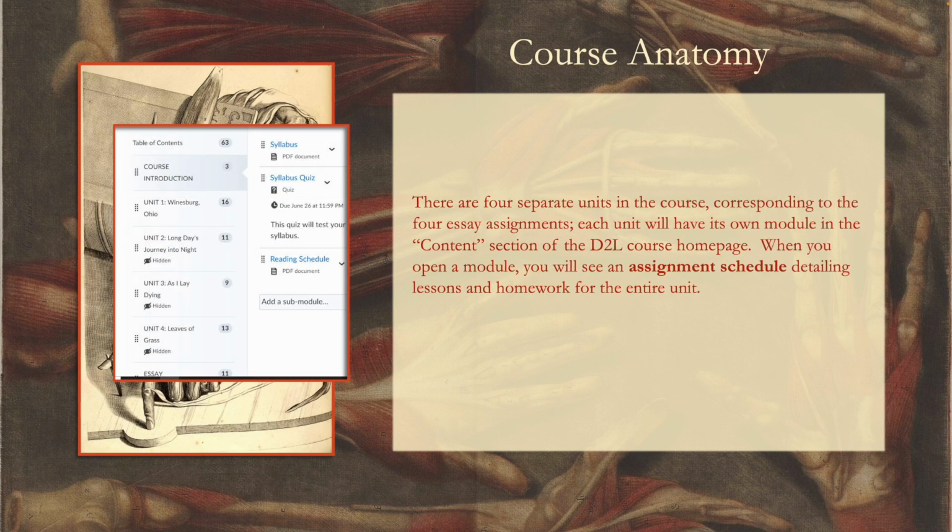There are 4 separate units in the course. Now you see them all in the screenshot there on the left. Unit 2, Unit 3, Unit 4. You're not going to see those yet when you look at the content page on D2L. I have Unit 2, Unit 3, and Unit 4 hidden from you. You can't see them yet. You'll just be able to see Unit 1.